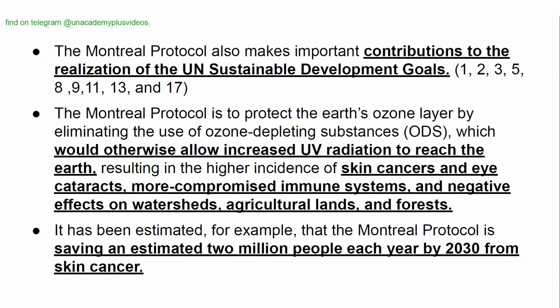The Montreal Protocol protects the Earth's ozone layer by eliminating the use of ozone depleting substances, which would otherwise allow increased UV radiation to reach the Earth, resulting in a higher incidence of skin cancers and eye cataracts, more compromised immune systems, and negative effects on watersheds, agricultural lands, and forests. It has been estimated, for example, that the Montreal Protocol will be saving 2 million people each year by 2030 from skin cancer.